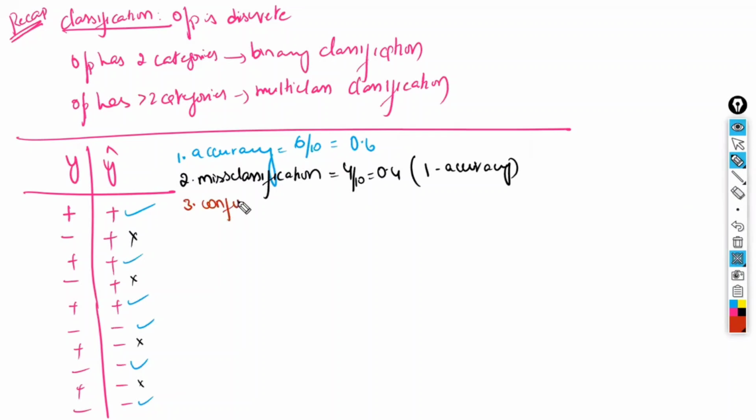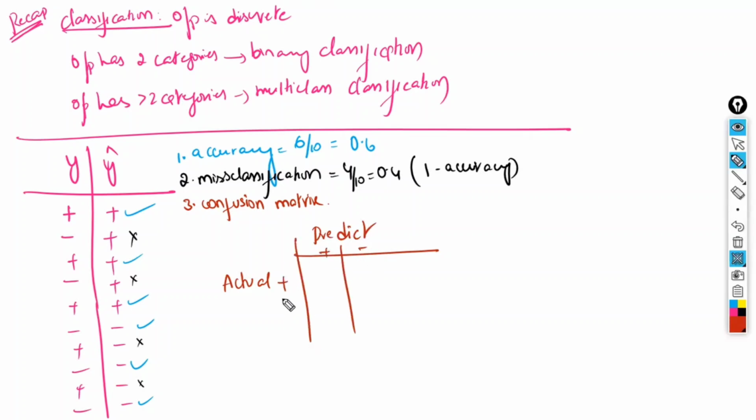So I'm designing a confusion matrix for this. The confusion matrix is with respect to actual and predicted. Actual positive and actual negative, predicted positive and predicted negative. You can consider it like this. I'm considering predicted on this side, actual on this side, and I'm making the confusion matrix.